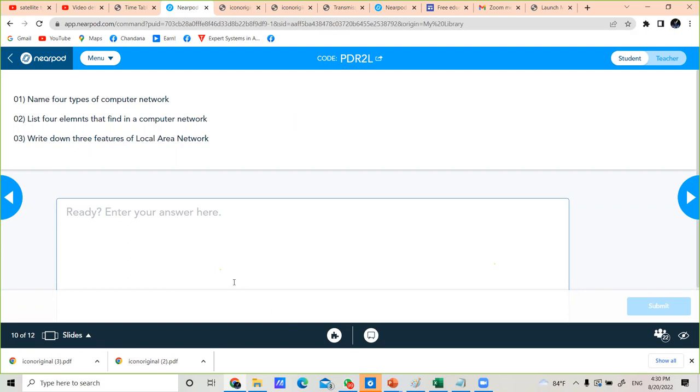Earlier we did a similar type of exercise. Write down your answers in the space given below. After that, click the submit button.